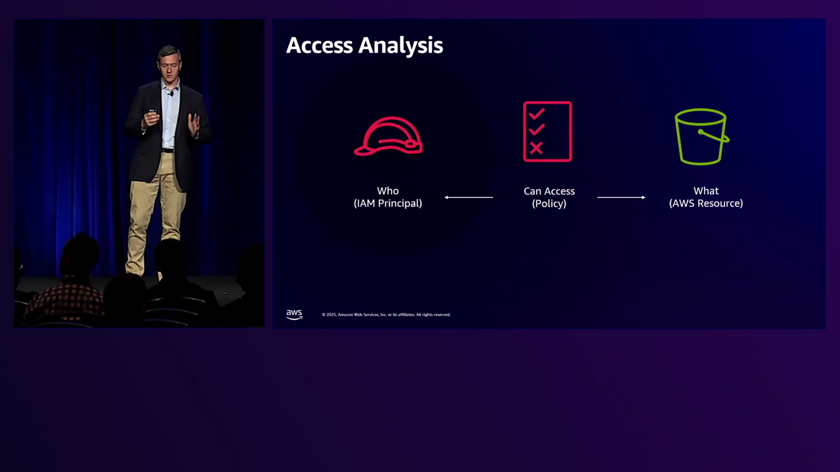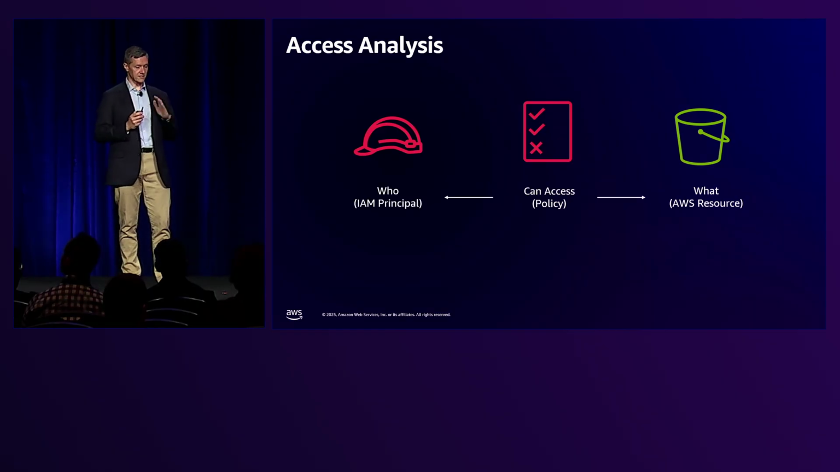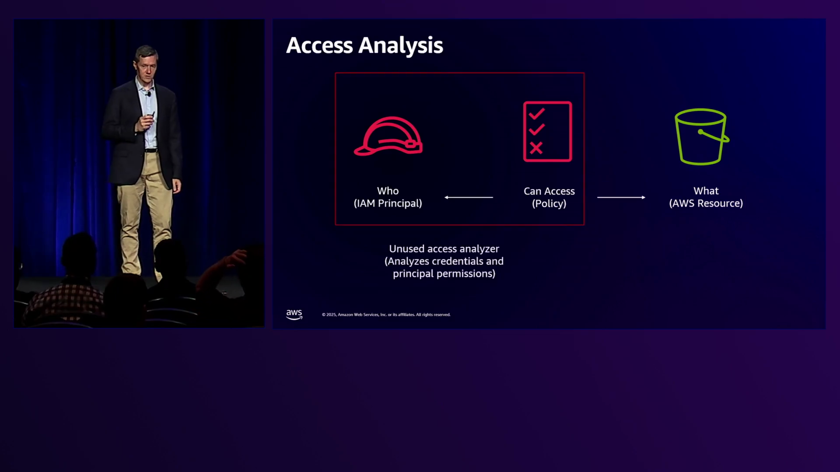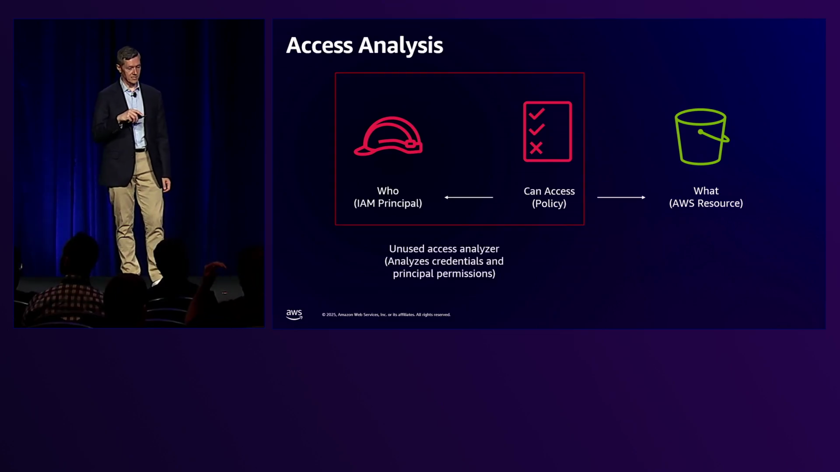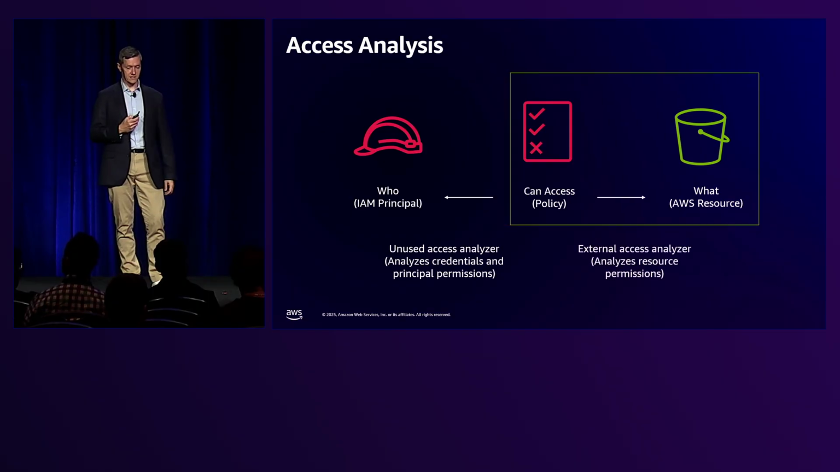With access analysis, we are interested in who can access what, the who being IAM principals, the what being resources, and the can access, the definition, is contained in policies. On the who side, this is where Unused Access Analyzer comes into play. We analyze credentials and principal permissions on this side to let you know what things are unused. And on the what side is where External Access Analyzer comes into play. Again, I'm just trying to set the scene so you get the mental model of how Access Analyzer is set up and where all the various features apply.